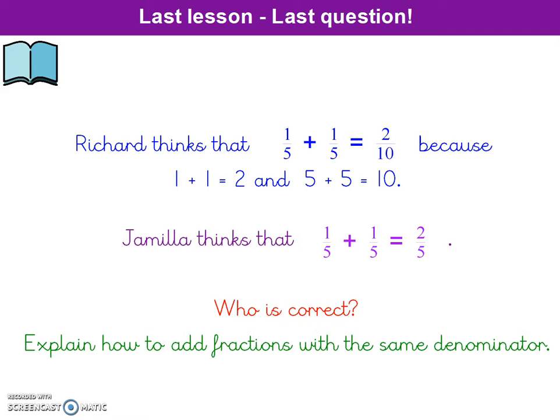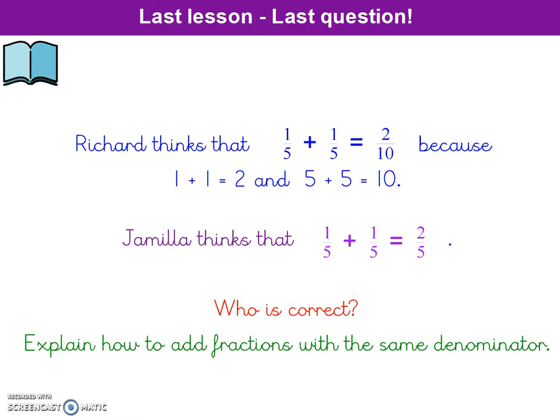In our last session, we explored adding like fractions, those fractions that have the same denominator. We're going to go back over that last lesson with the last question, just to review what we know. So Richard thinks that 1/5 plus 1/5 equals 2/10, because 1 plus 1 equals 2, and 5 plus 5 equals 10. Jamila, however, thinks that 1/5 plus 1/5 equals 2/5. So the question here is, who is correct?